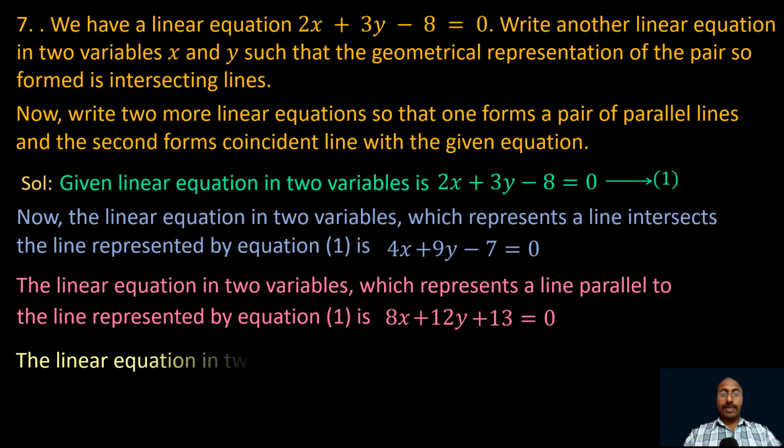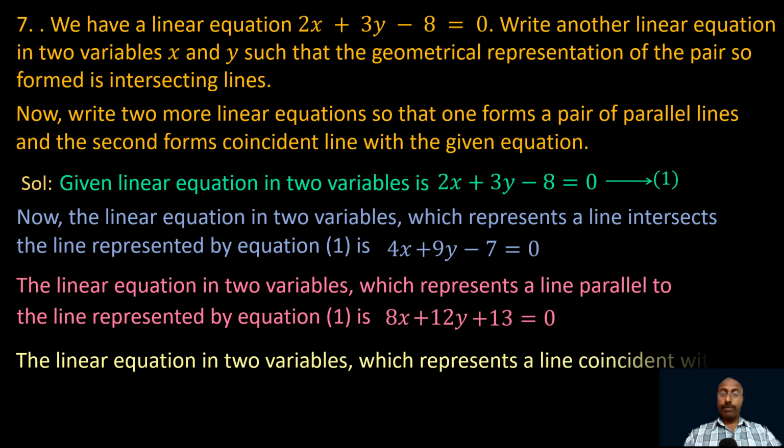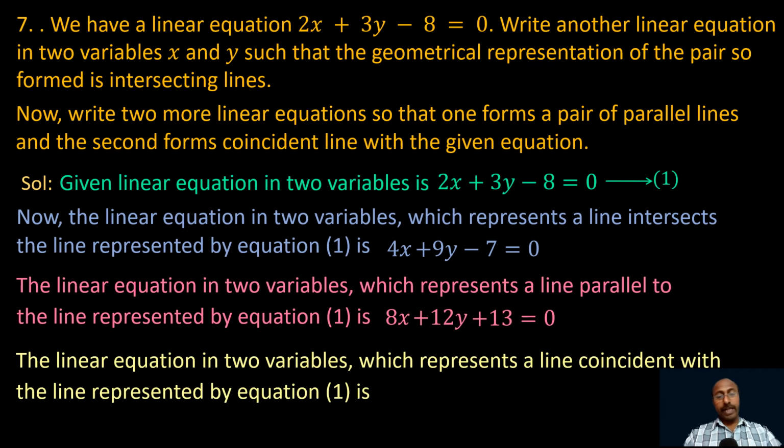And let us write the linear equation in two variables which represents a line coincident with the line represented by equation 1. So if two lines are coincident, we know that the ratio of corresponding coefficients including the constants is equal. So that is a1 by a2 is equal to b1 by b2 is equal to c1 by c2.